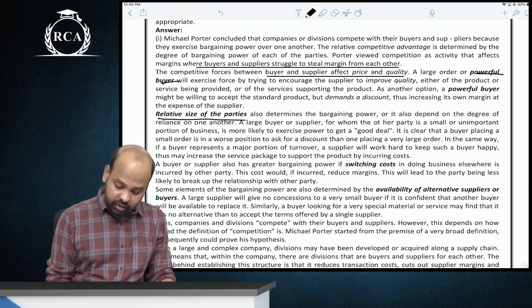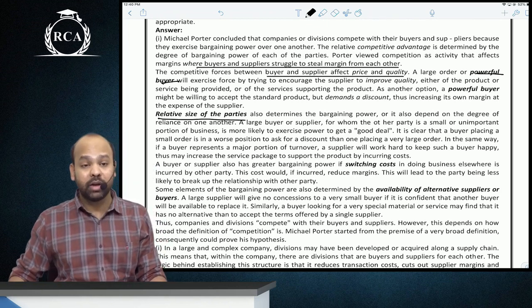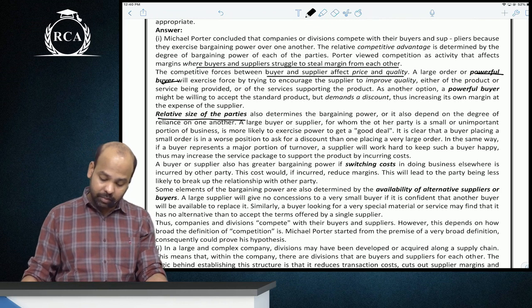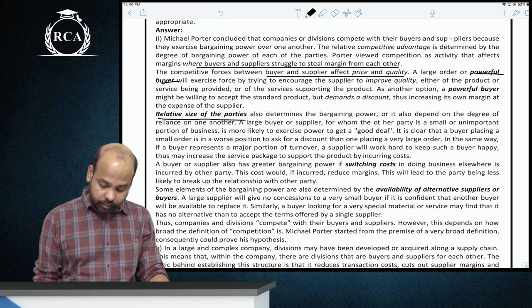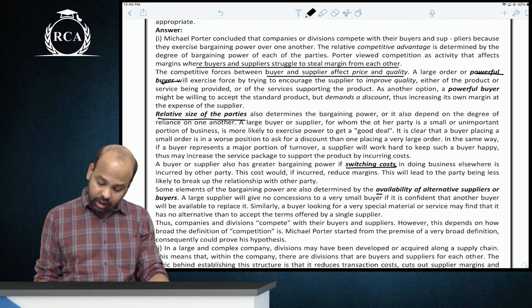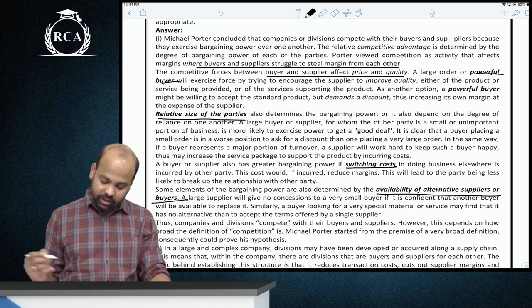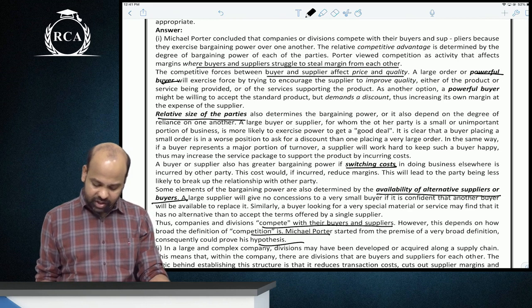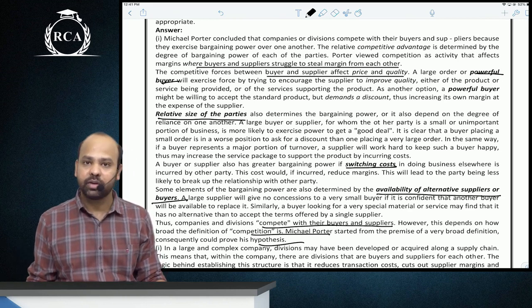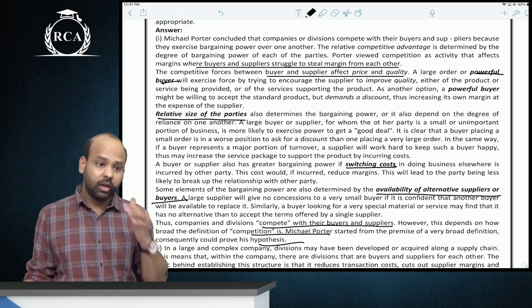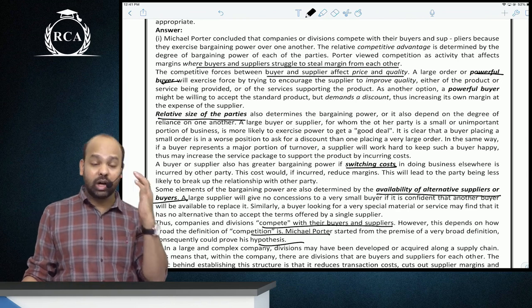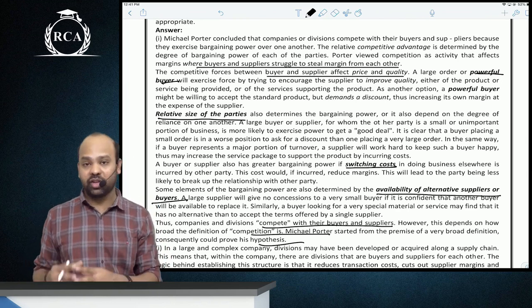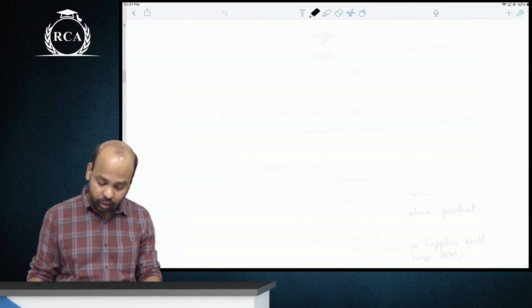The relative size of the parties also determines who has a higher bargaining power. Switching cost is very important. Availability of alternate suppliers or buyers is another factor. So they compete with their buyers and suppliers. A very, very generic question, about how they compete with each other to get a share of their margins. Is this part understood? We'll just write the summary in the book.